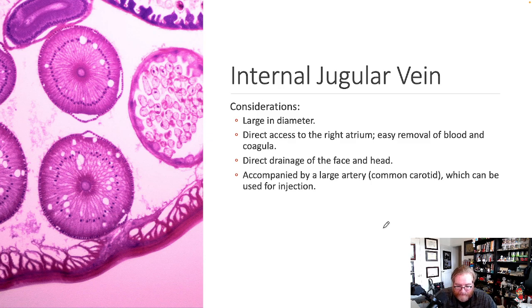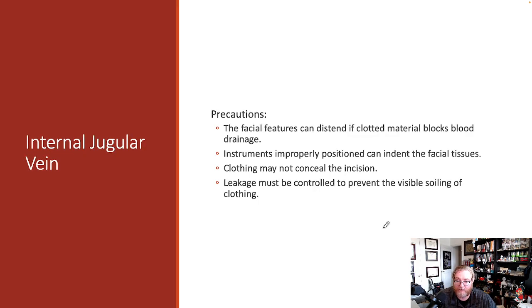So, with the vein, the internal jugular vein, it's large in diameter, direct access to the right atrium, easy removal of blood and coagula, direct drainage of the face and head, which means fluid can flow right out. So if you do have edema in the head, you're going to get rid of it fairly easily just by opening and letting the liquid go. And it's accompanied by the common carotid, which is one of the best arteries we have to inject with.